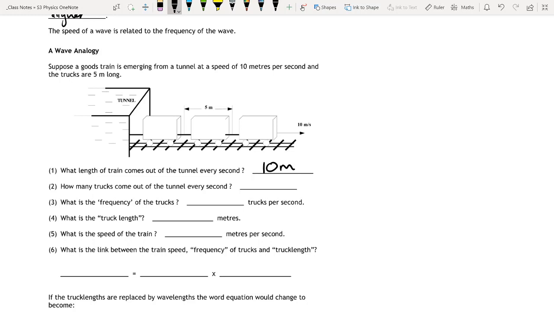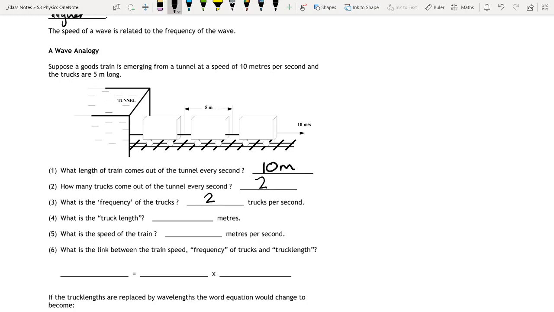So if each truck is 5 meters and 10 meters come out every second, how many trucks come out every second? 2. 5 times 2 is 10. I see where your thinking comes from. So we've got 2 5-meter trucks make up 10 meters. Remember, frequency is the number of waves every second. So in this case, the frequency is the number of trucks every second. So what is the frequency of trucks? 2. We just said 2 trucks come out of the tunnel every second.